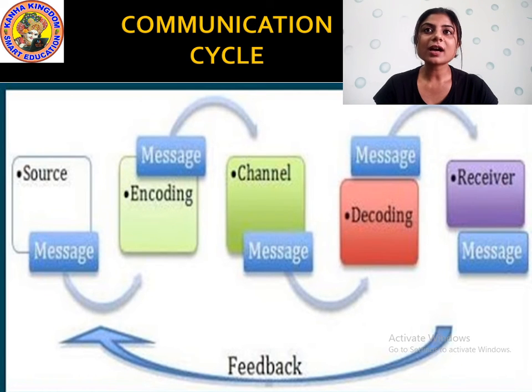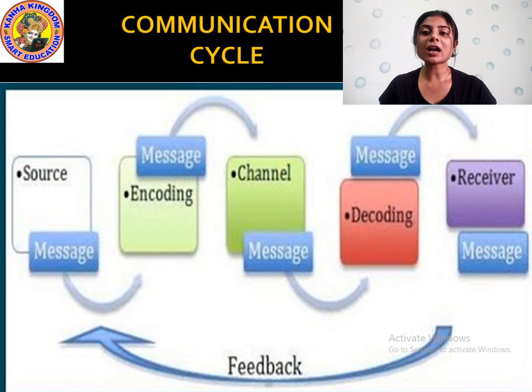So students, here is a pictorial diagram of a communication cycle. You can see there is a message being sent, that is encoding, then channel, that means through which medium, it is being sent to the receiver, then the receiver is decoding that message, that means receiving. Encoding means to create the message, decoding means to read that message, to open the message. Encoding means to create a message, and then the receiver sends the feedback to the sender.